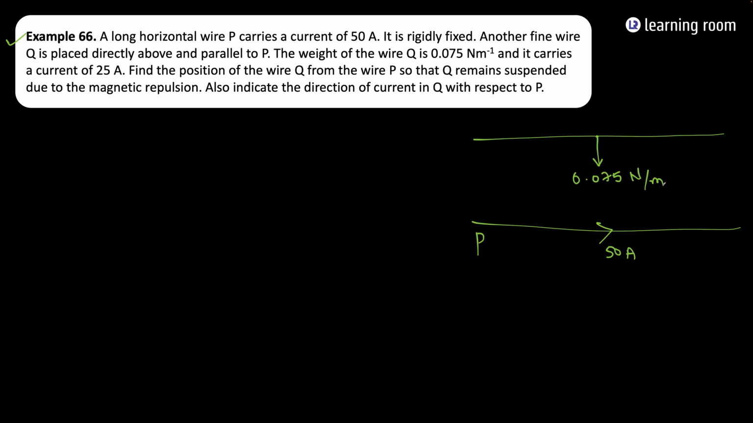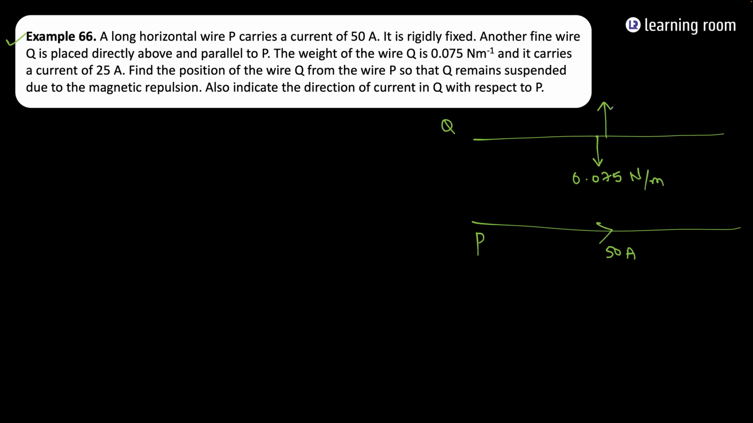So if they had mentioned, instead of saying magnetic repulsion, had they told with the help of magnetic force also, you should have understood that there should be repulsion. Why? Because the conductor's weight is acting downward. If this Q has to get suspended in the air, then in what direction is the magnetic force per unit length supposed to act? It should act in the direction opposite to this weight. Makes sense? So this should be the magnetic force per unit length.